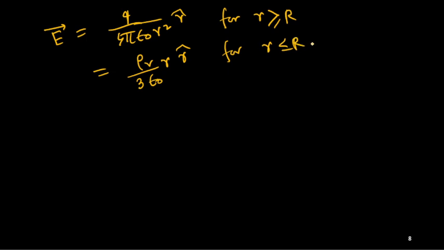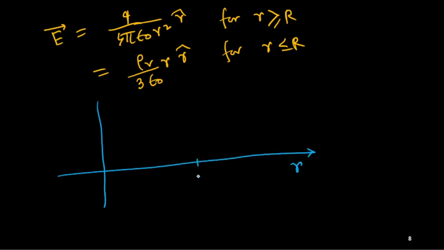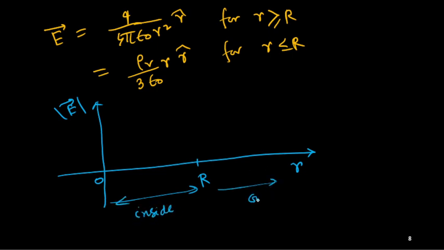Okay, so can I draw this electric field strength? So we can now draw the electric field strength over the distance. This is r, and suppose this is capital R, this is the origin, and we wish to plot the magnitude of E. Now we can see that between this region, this is inside the sphere, and this is outside the sphere.